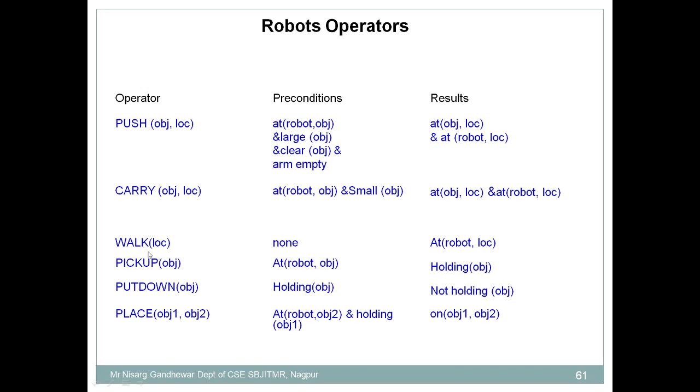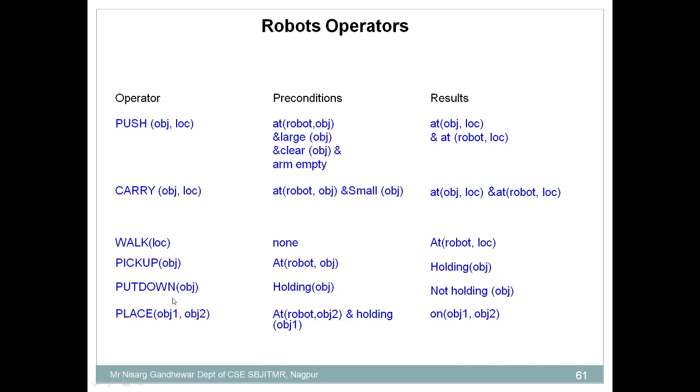Now the third operator is walk. It accepts one attribute, that is the location where we should walk. There is no precondition required in order to perform the walk operation by the robot, and the result is that the robot is moved from one location to another. Then the next operator is pick up the object. In order to pick up the object, the precondition is that the robot should be present near that object, and then the robot is able to pick up that object. The result of pick up is holding. So the robot will hold that object after performing the pickup operator.